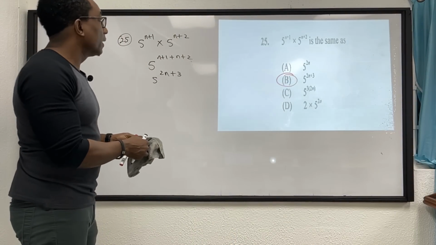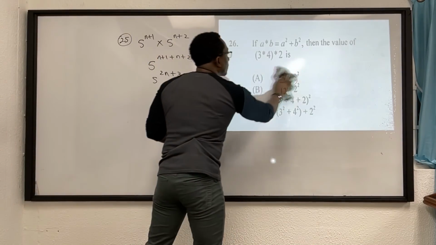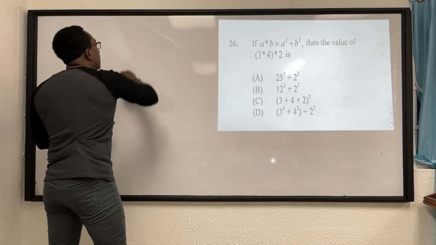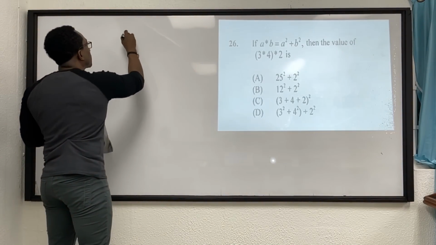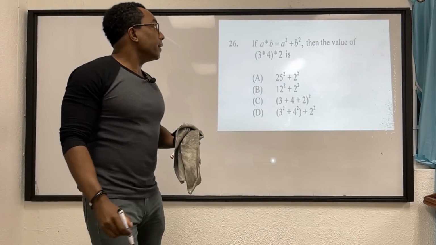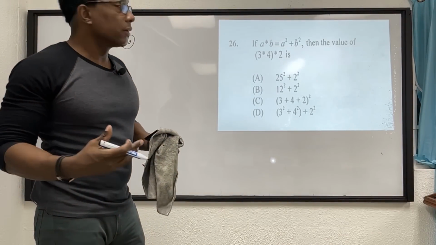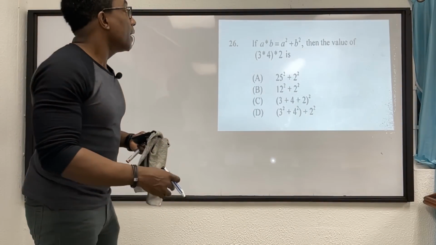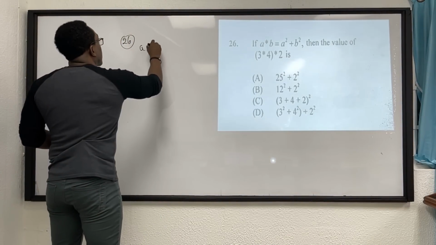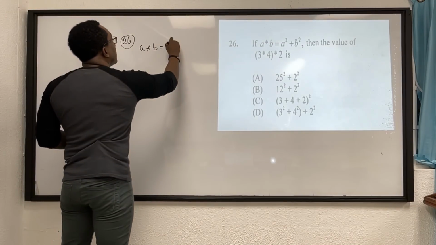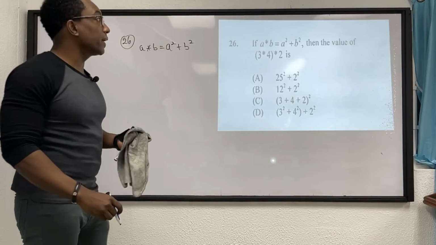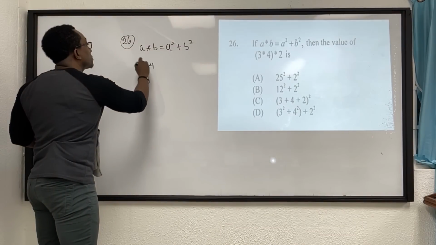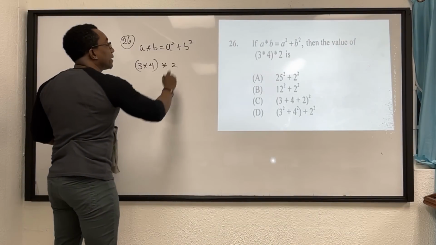Let's look at question 26. So 26: the name of this topic is called binary operations. If we have A asterisk B is equal to A squared plus B squared, then the value of 3 asterisk 4 asterisk 2 is.